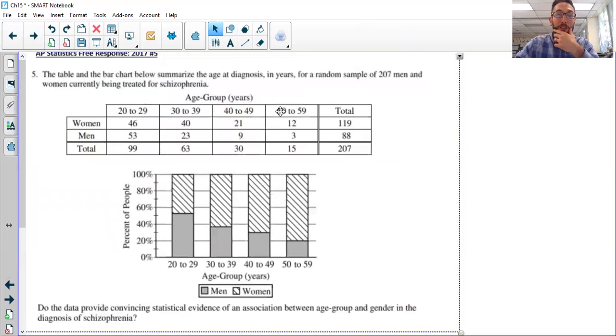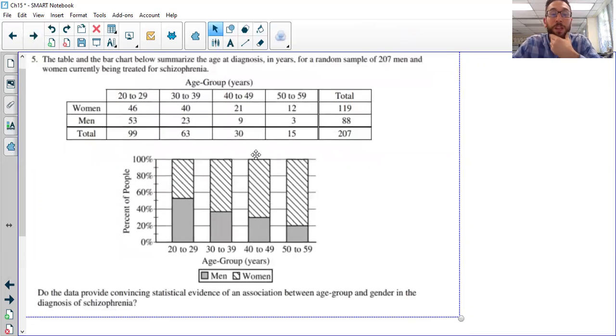So here we have a free response from 2017, pretty recent. I will tell you that by the time you take the AP exam, I think most of you are going to address this question. Do the data provide convincing statistical evidence of an association between age group and gender and the diagnosis of schizophrenia? I think most of us are probably using what's called the chi-squared test for independence to do this. That's going to feel pretty easy by the time we master hypothesis testing in the spring, but we don't have to do it that way.